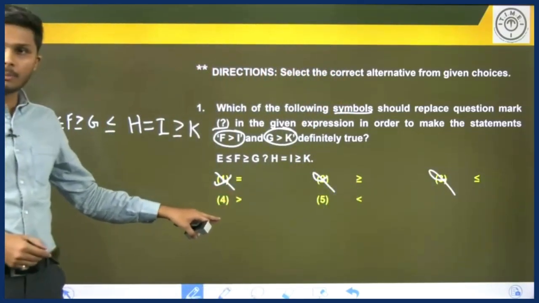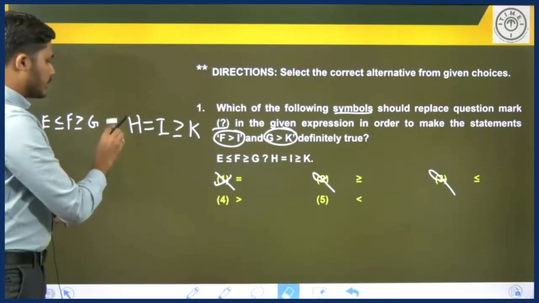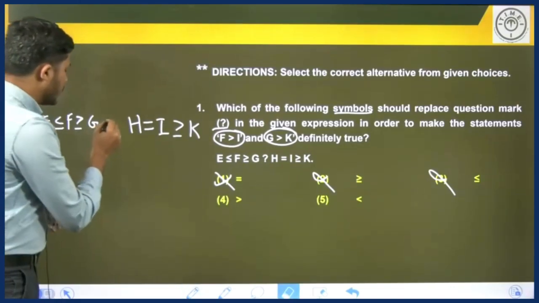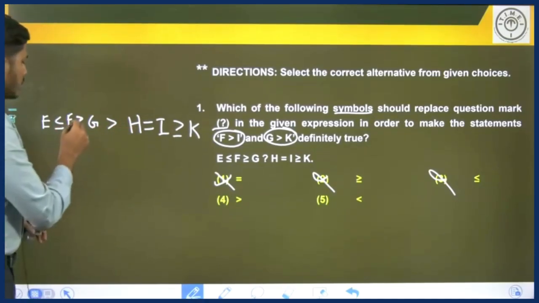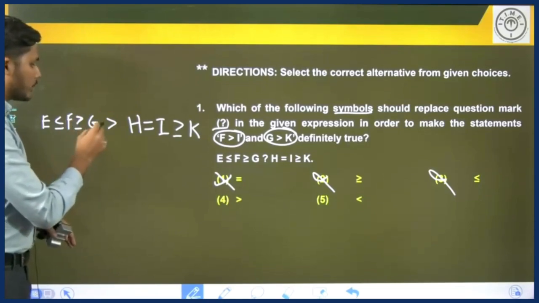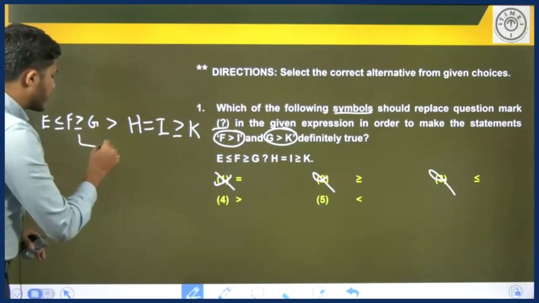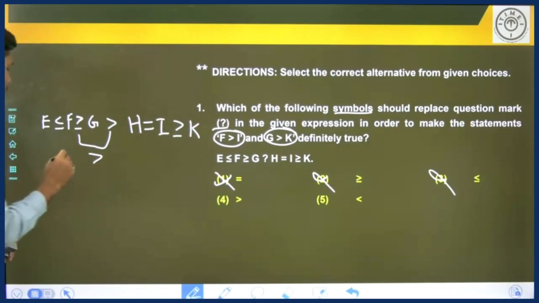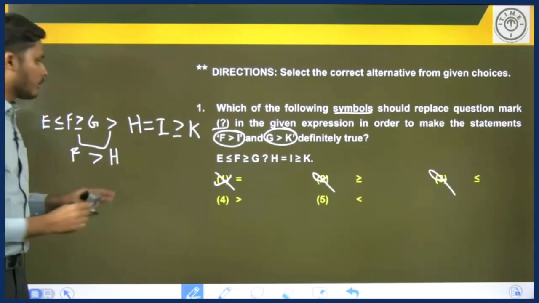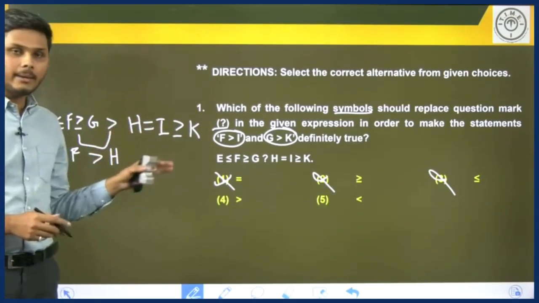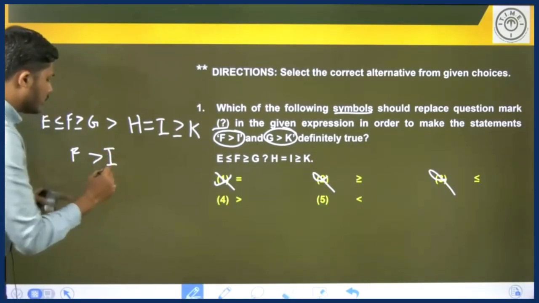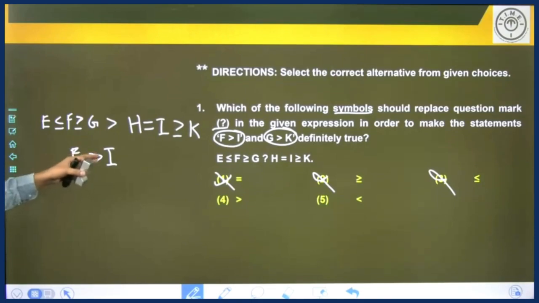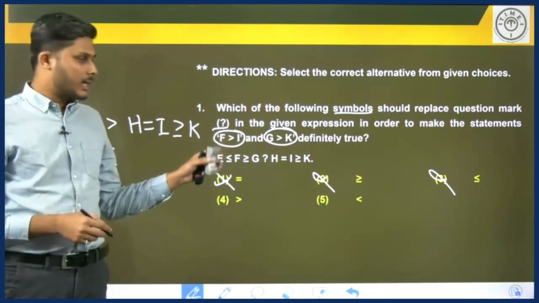Now let's look at the fourth option, which is the greater than symbol. Now let's replace with greater than, g greater than h. So now the relation between f and h is, since we know that if the symbols are greater than or equal to and greater than, the end result will be greater than, which makes f greater than h, and the relation between h and i is h equals i. So you can replace h with i. So now the relation between f and i is f greater than i, which follows the first condition.